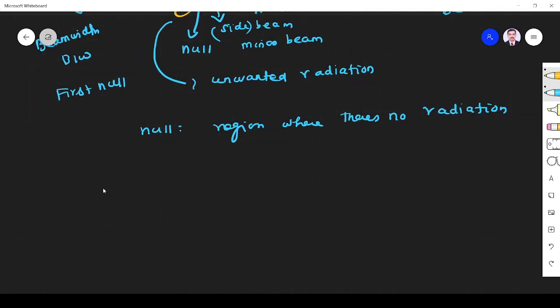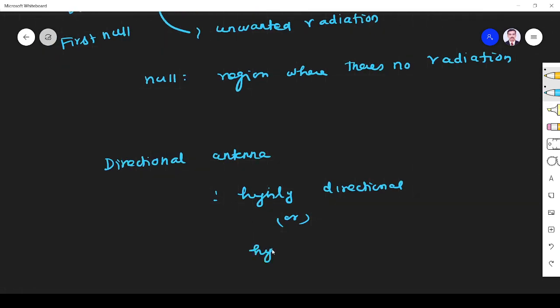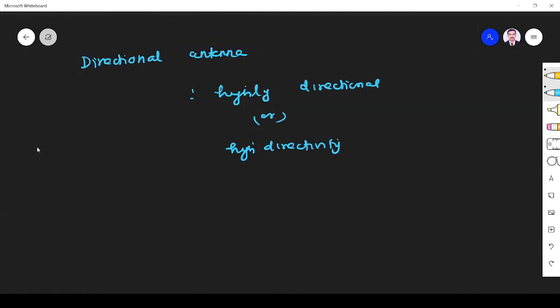Right? So next we have to know what is directional antenna. Directional antenna is one that is highly directional or has high directivity. We will see what is directivity later. Right? So high directivity. That means if antenna radiates in a particular direction more, then that antenna is called directional antenna. So here you see this is the radiation pattern of one particular antenna. You see this antenna radiates in this direction. So all the radiation is converged in this direction. It is highly directional.